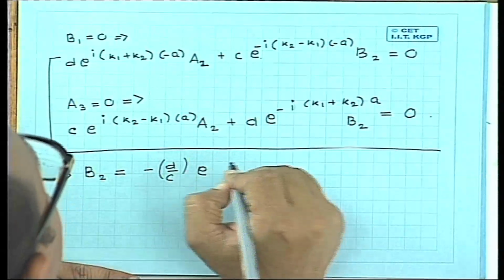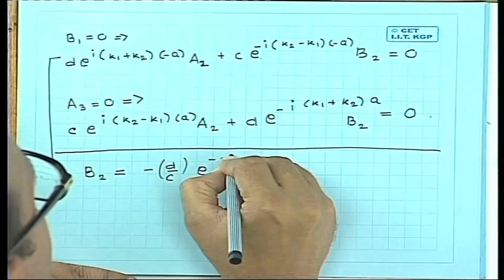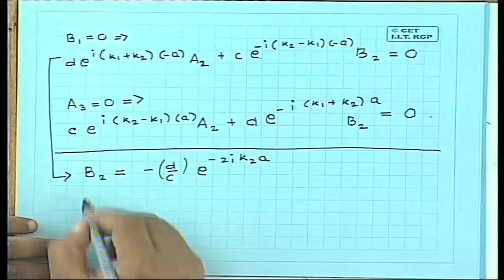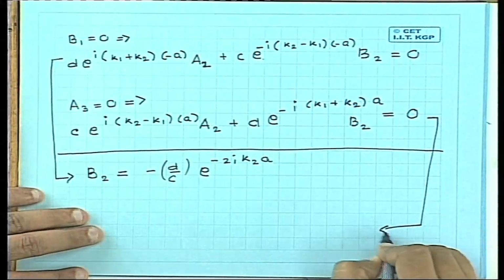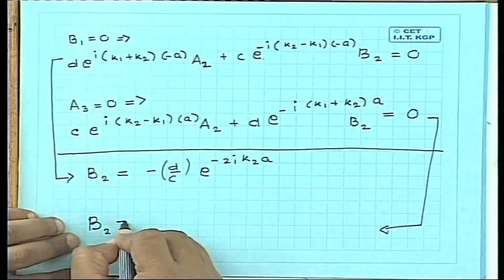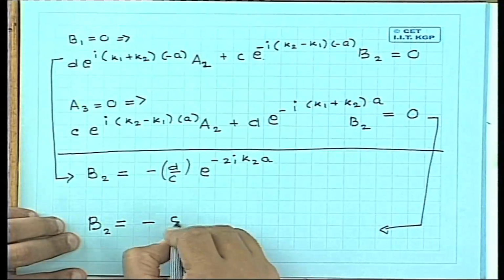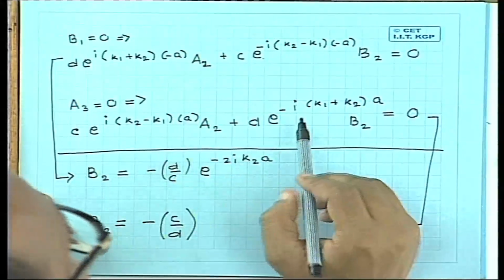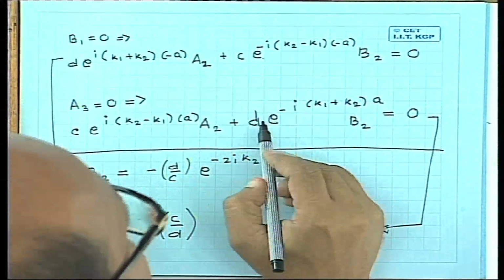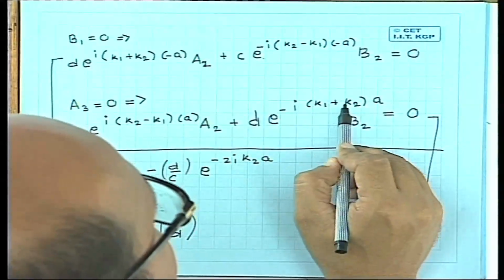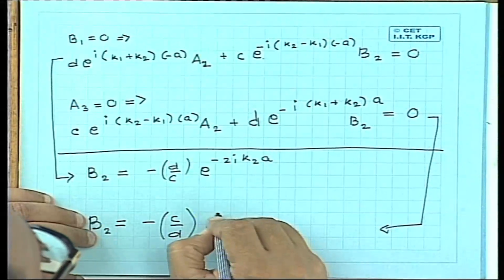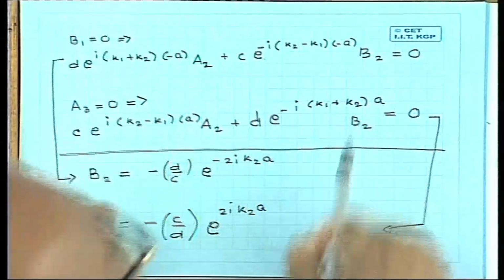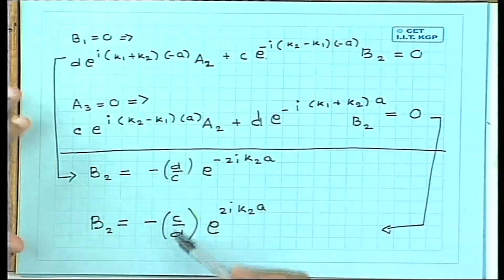e to the power minus 2I k2 A. And this implies that B2 is equal to minus C by D, and then I have e to the power I k2A, and here I have e to the power minus I k2A. So the whole thing finally gives me e to the power 2I k2A, and the k1 terms cancel out from both sides. So finally we have obtained two relations for B2.